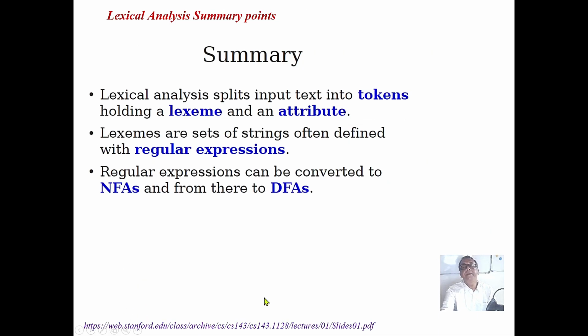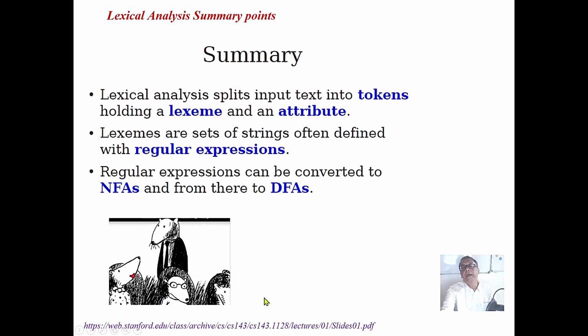The summary is that lexical analysis splits input text into tokens holding lexemes and an attribute. A lexeme is more or less the first stage after the scanner, and after this come valid tokens, whether it's a keyword, an operator, or an identifier. If it's an identifier or the name of a function, it will go to the symbol table. And lexemes are sets of strings, often described with a regular expression.